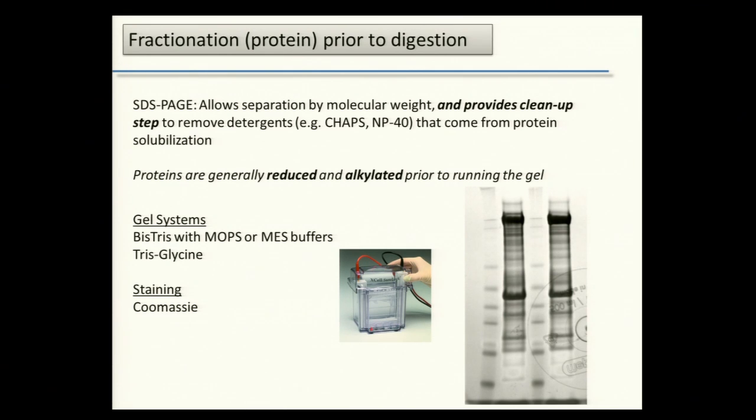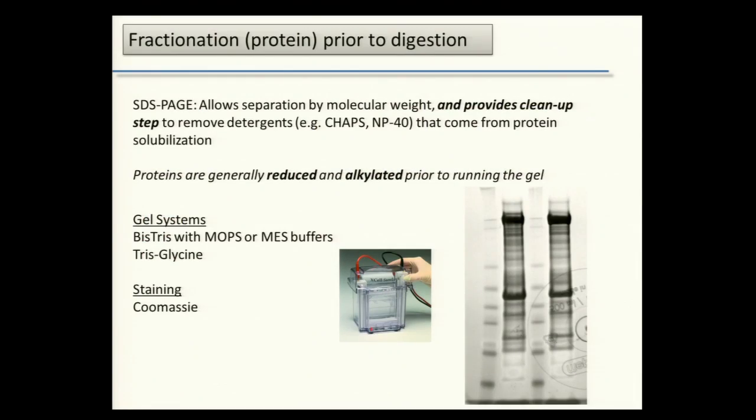The other advantage of running a gel is that it helps to clean up your sample. So if you do have detergents that come from your sample preparation, running them through the gel will help clean them up. We normally use bis-tris gels, and we stain with Coomassie staining. Other ways of separating at the protein level could be size exclusion chromatography, which we don't routinely use, that also separates by molecular weight, or isoelectric focusing at the protein level, which just separates the proteins according to their pI. What we routinely do if we want to fractionate at the protein level is run an SDS gel.